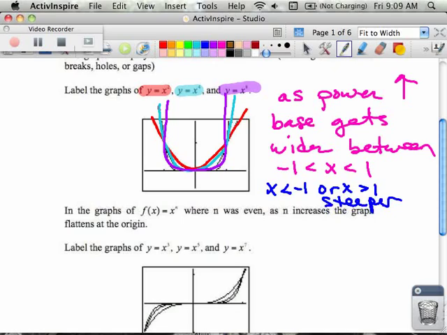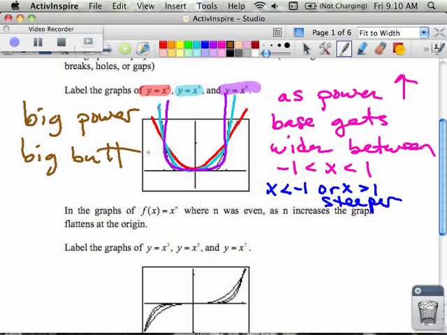Sometimes in the past, I've said big power, big butt, because it's wide on the bottom. And for some reason that seems to stick with people. Joe Green, that was for you. Big butt, big power. No, Joe. Not big butt, big power. Big power, big butt. Yeah, it's not any good. There's a difference.